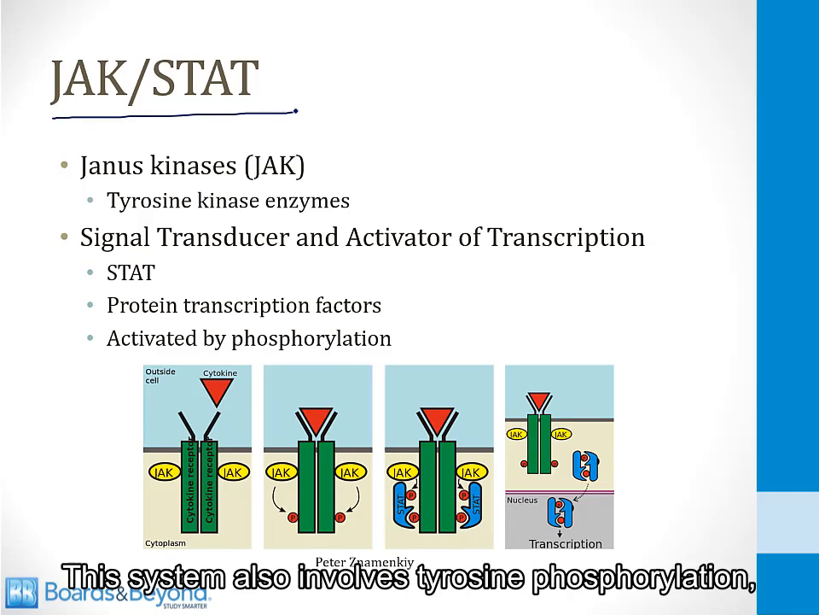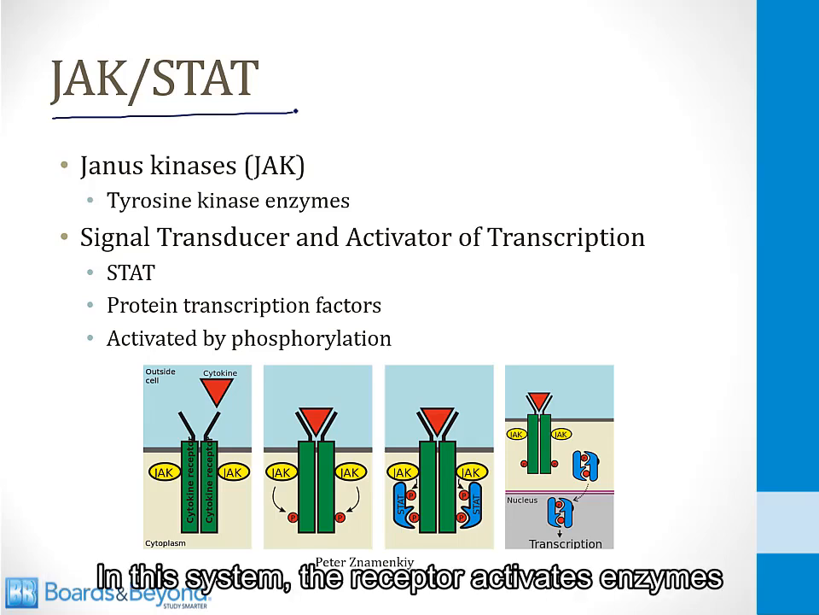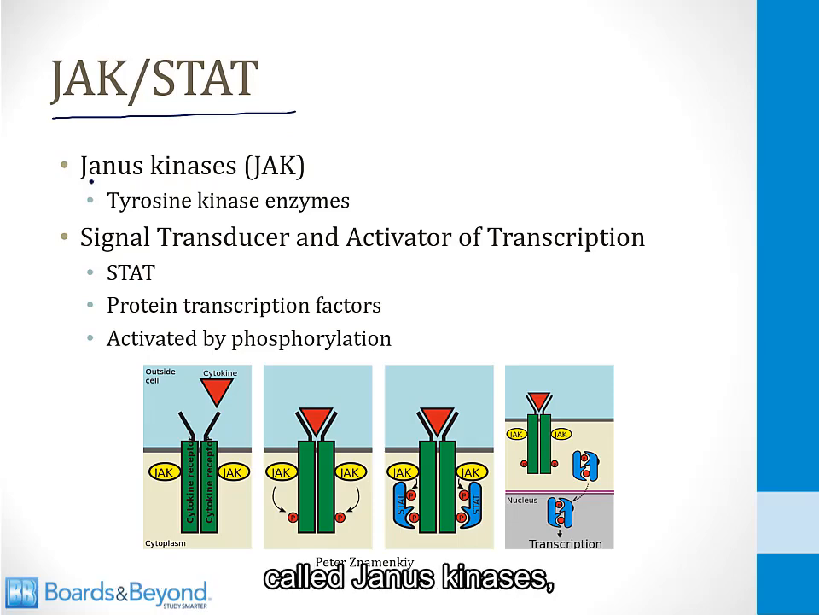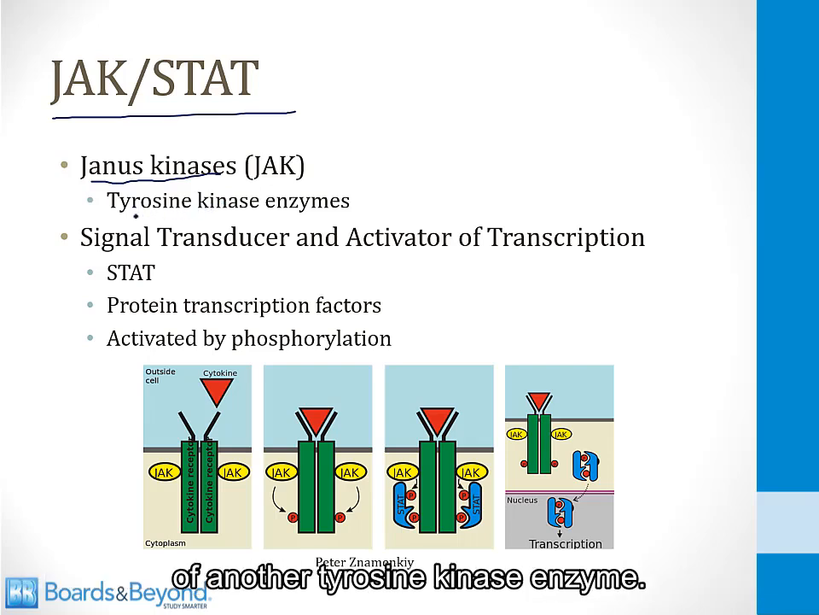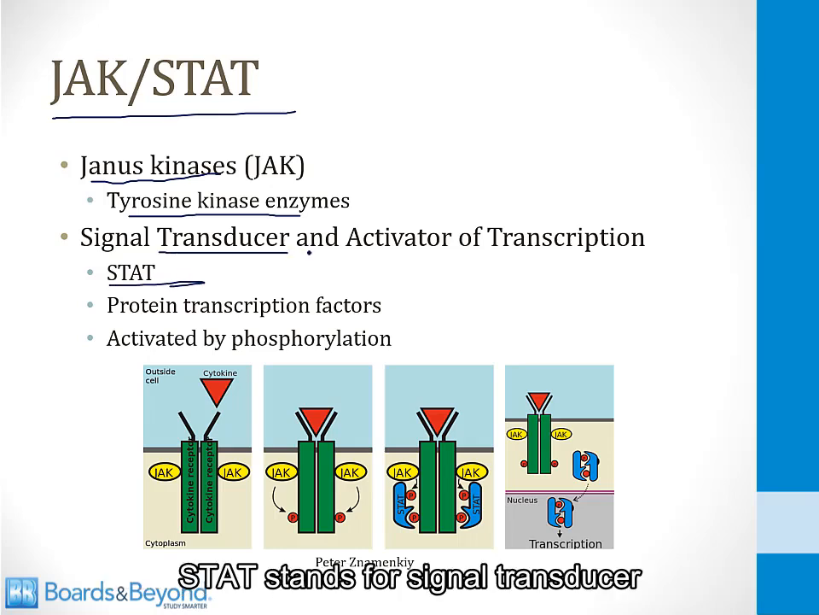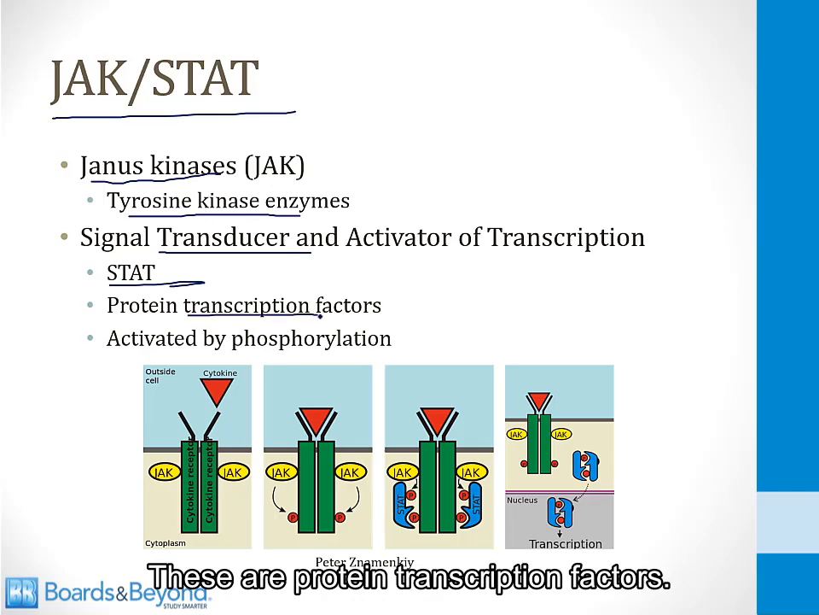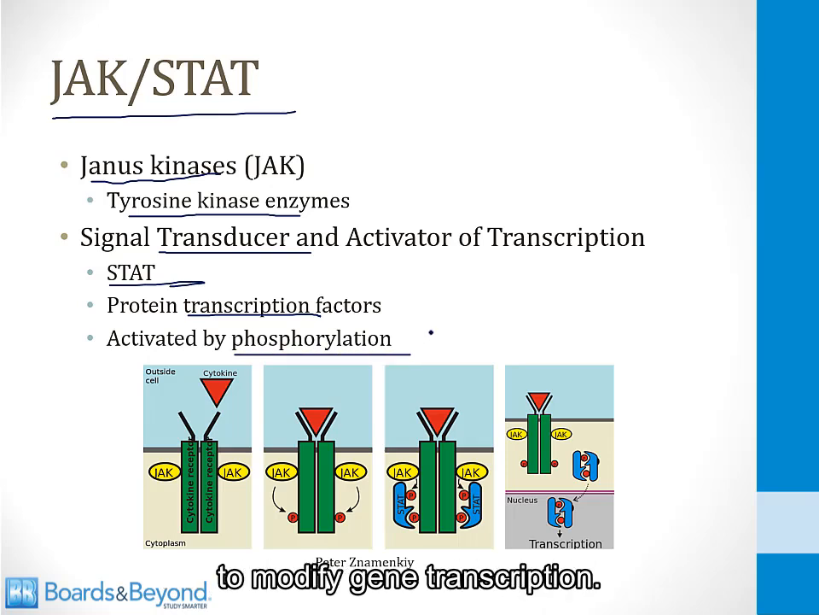This system also involves tyrosine phosphorylation, but it works differently than the receptor tyrosine kinases. In this system, the receptor activates enzymes called Janus kinases, which are capable of phosphorylating tyrosine molecules. Therefore, they are an example of another tyrosine kinase enzyme. What they phosphorylate are proteins called STATs. STAT stands for Signal Transducer and Activator of Transcription. These are protein transcription factors. They're activated by phosphorylation and then they go to the nucleus to modify gene transcription.